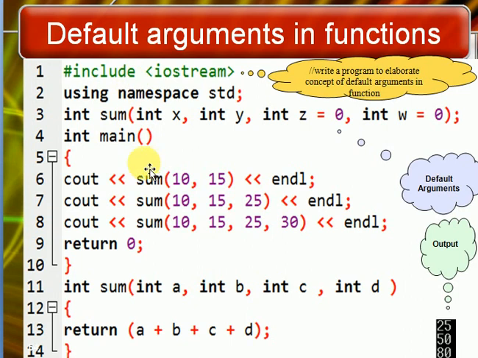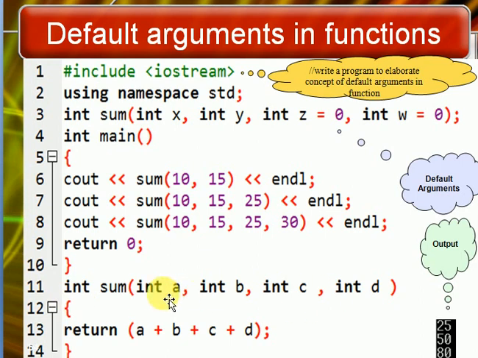It's the main function. Then we call the function sum with 2 parameters, whereas the function takes 4 parameters. The first 2 parameters will be copied into x and y, that is, copy 10 into x and copy 15 into y. Now control will transfer to the function definition.